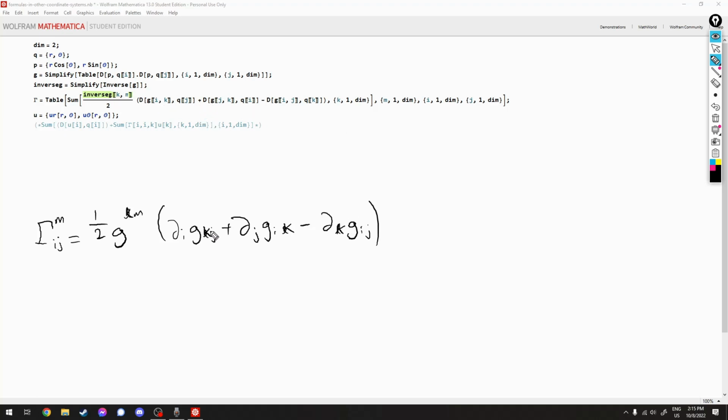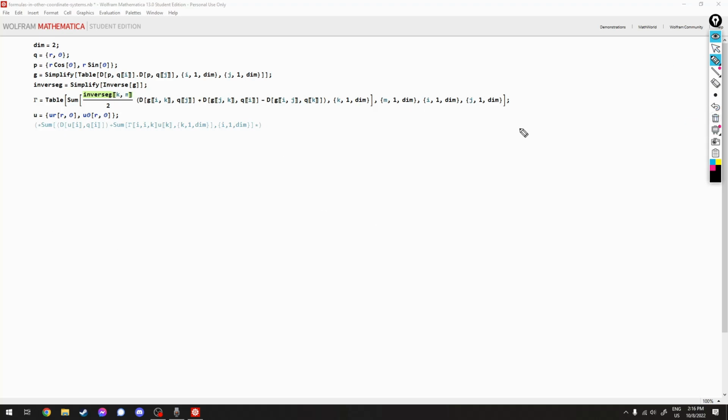So we have our g_jk with respect to qi, we have our g_ik with respect to qj, and we have the last term here, and we have our inverse g over 2. So that's all good. And I make that a table over m, i, and j. So that's the Christoffel symbols.